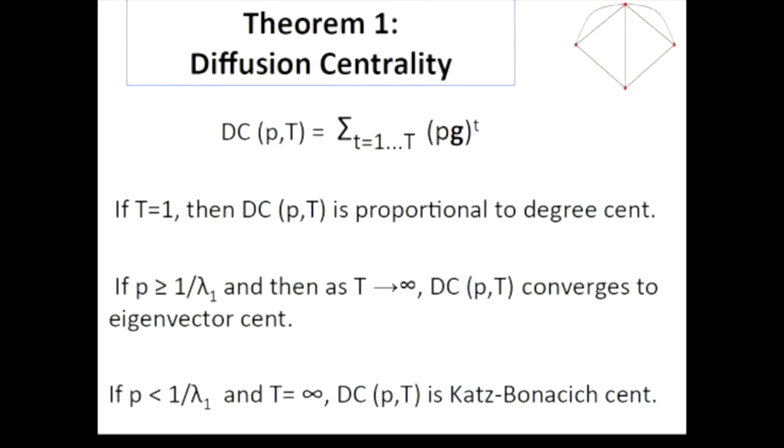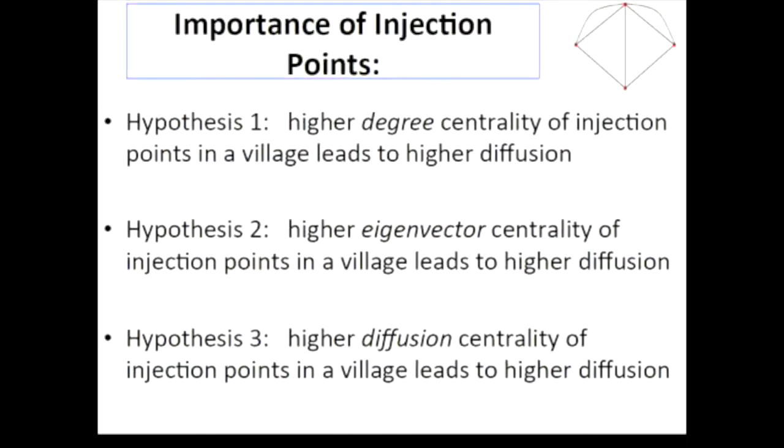Okay, any questions on that? Okay. So now we can say hypothesis 1, degree centrality; hypothesis 2, eigenvector. Now let's see if diffusion centrality does better than the others.